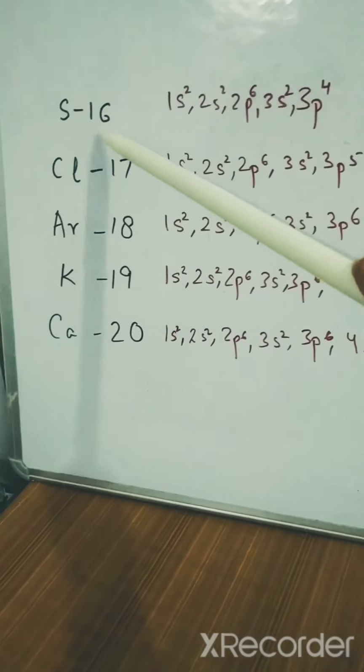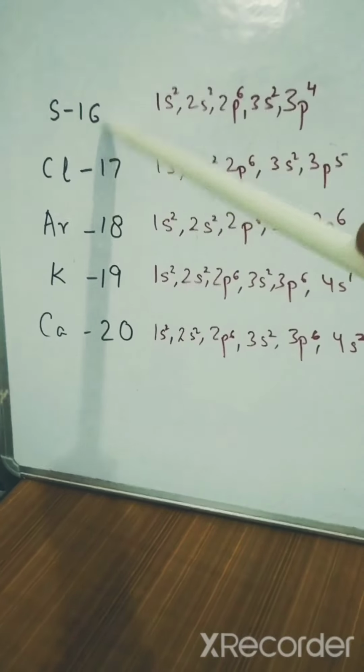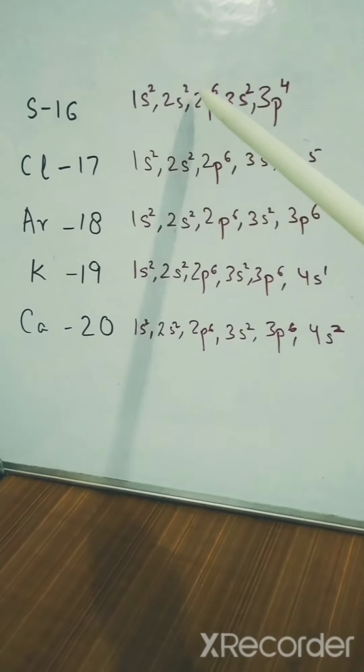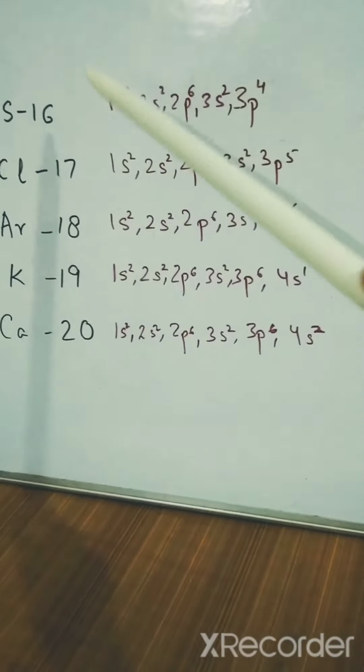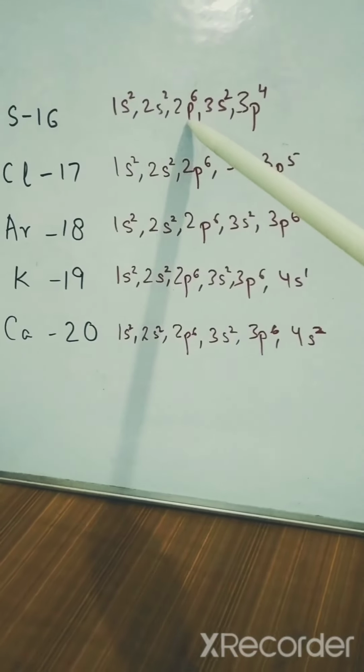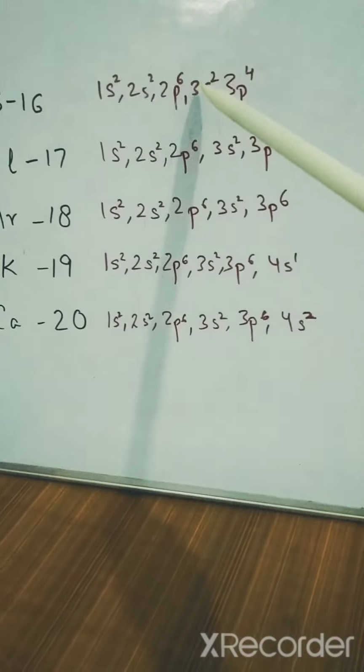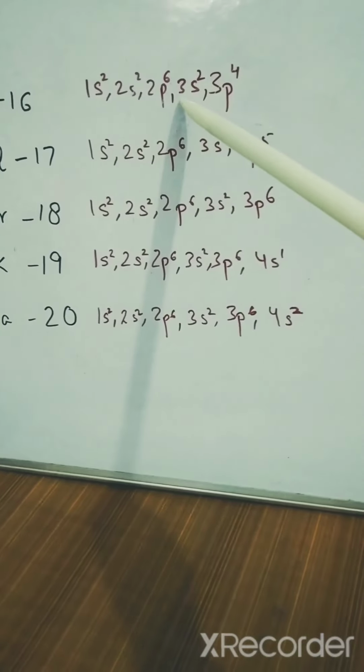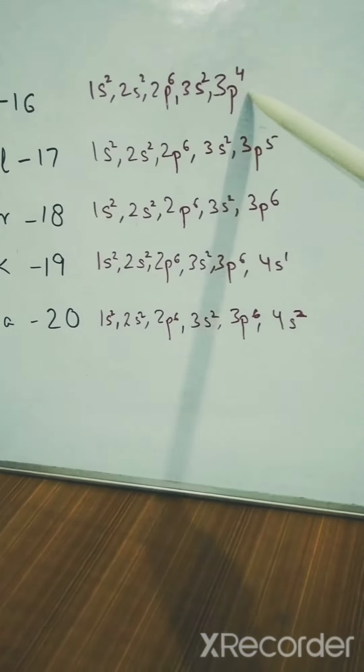If you'll see, sulfur has atomic number 16. Okay, so we'll write first 1s, 2s, 2p, 3s, 3p. Then we'll count 2 electrons in s, 2 electrons in s, 4. 6 can be done in p. So 10 electrons, then 12. Now how many are left? 4. So it will be 3p4.